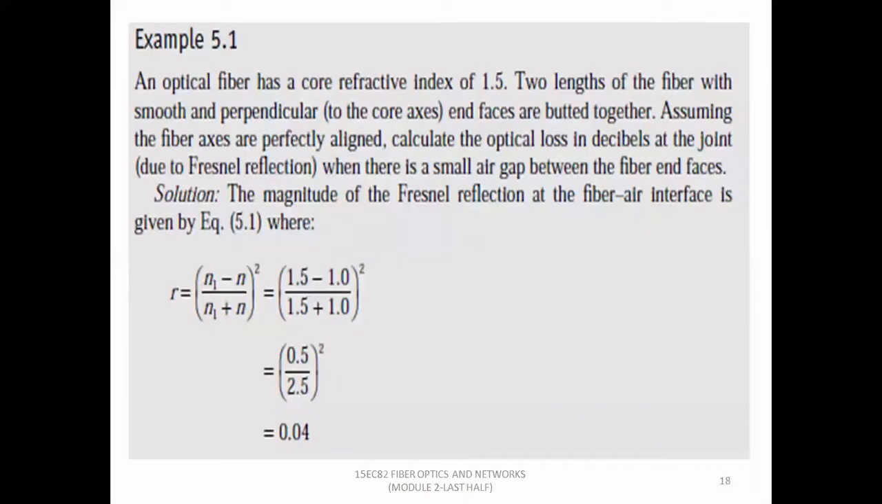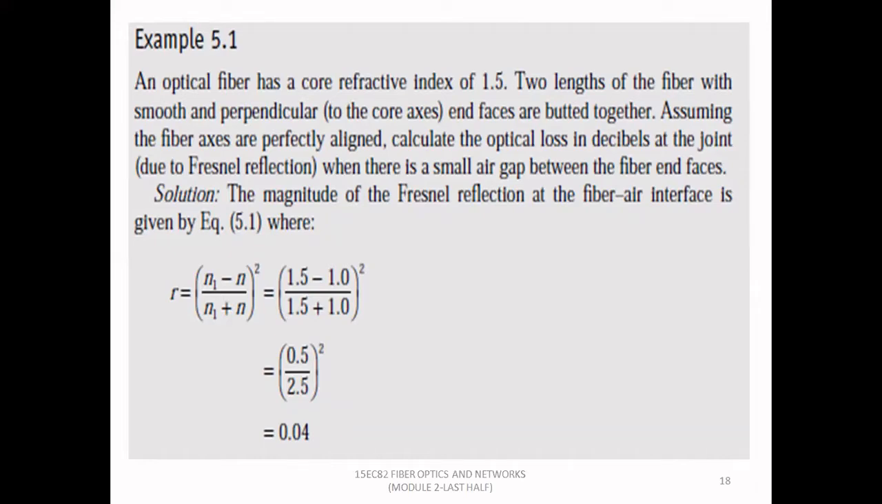So let us solve one problem. An optical fiber has a core refractive index of 1.5. Two lengths of the fiber with smooth and perpendicular end faces are butted together. Assuming the fiber axes are perfectly aligned, calculate the optical loss in decibels at the joint when there is a small air gap between the fiber end faces.